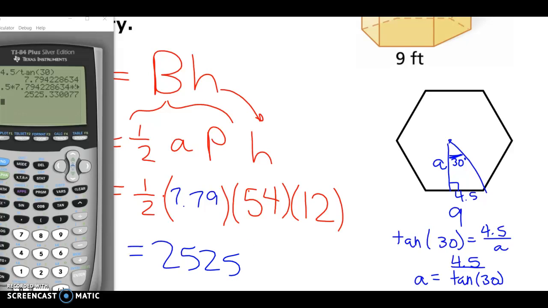What are we finding? It asks us to round it to the nearest tenth. So rounding to the nearest tenth, it's 1.3, and it's feet cubed. Anytime you're doing volume, it should be cubed.